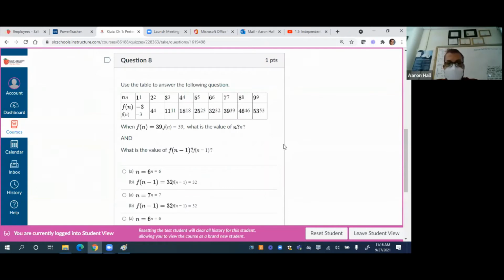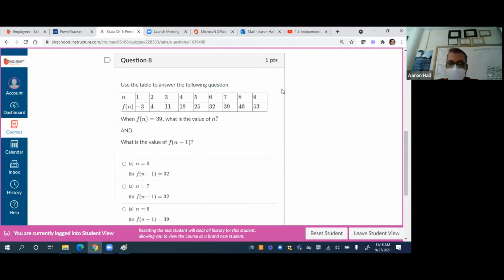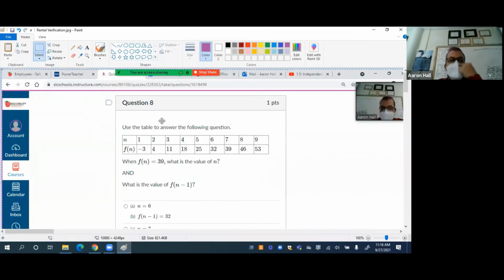And the next problem looks like this. Use the table to answer the following question. I read that wrong. When f of n equals 39, what is the value of n? Nick, when f of n equals 39, what is n? Yeah, you're correct. When f of n is 39, that's here, then our n is 7. I agree with you. So this is n equals 7.